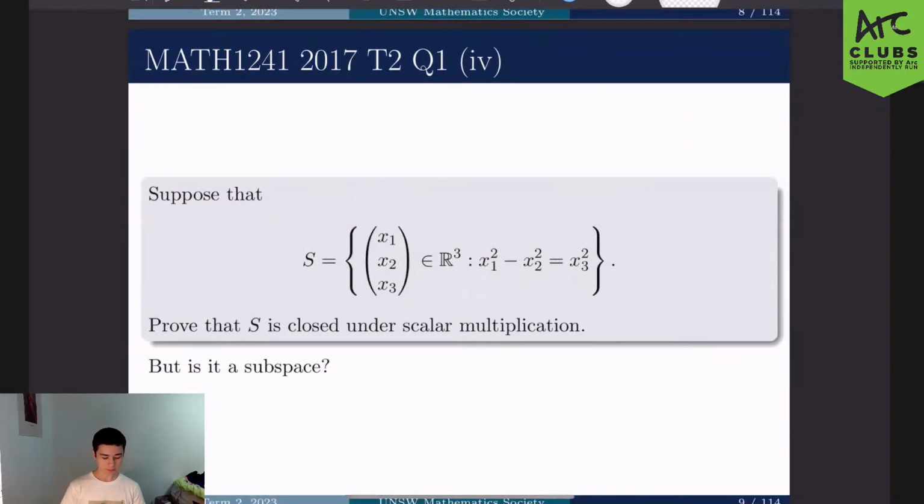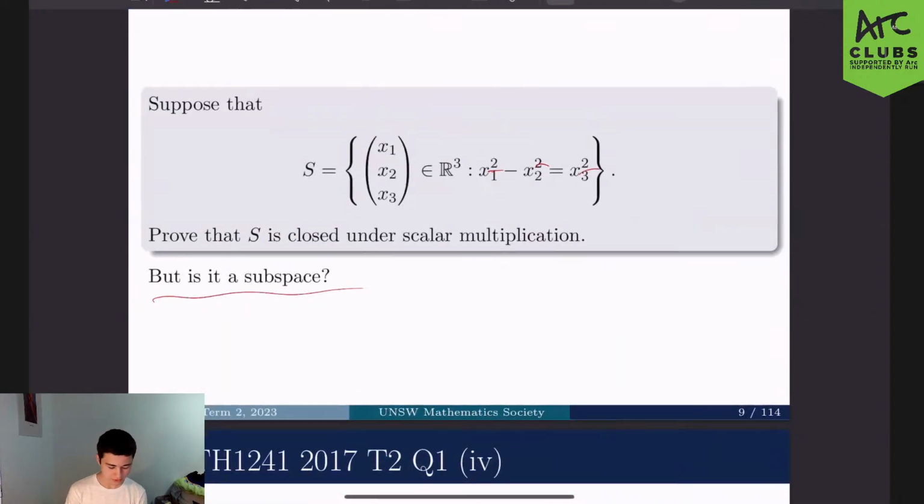Suppose the set S in R3 is given by x1 squared minus x2 squared equals x3 squared. Prove that this set S is closed under scalar multiplication. Just as a little additional note, I'm also going to get us to consider whether this satisfies the subspace theorem, whether it is a subspace as well, and the reason is that this condition has exponents. First part: prove that it is closed under scalar multiplication.